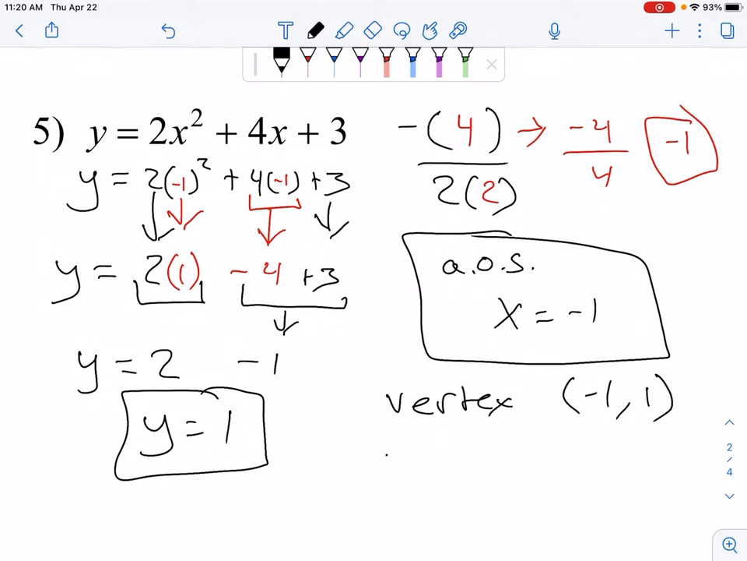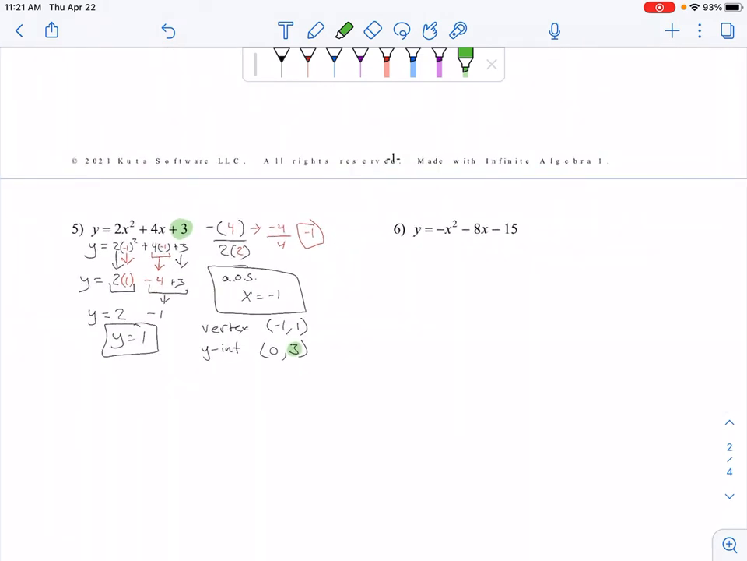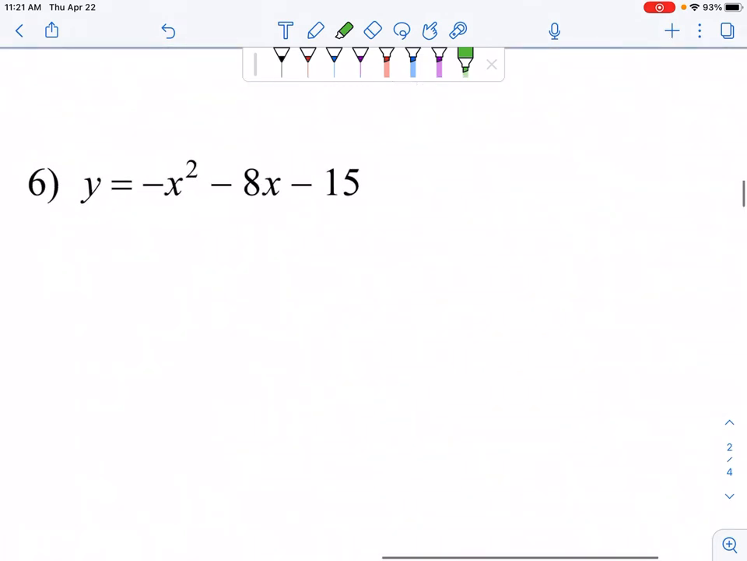And then my y-intercept, if x was 0, y would be 3. And I'm pulling that 3 from there in green. Super, super simple. Just do a couple more examples.